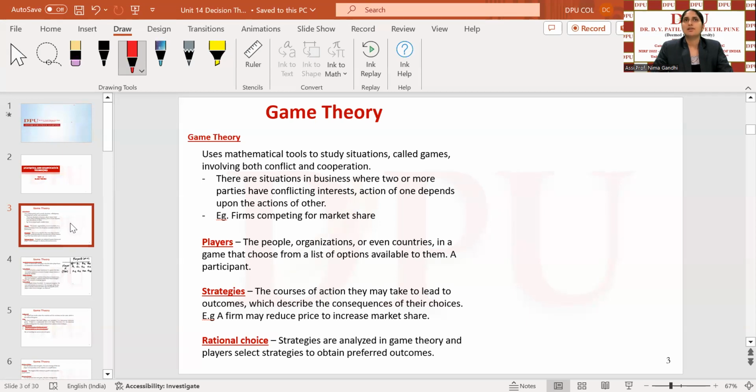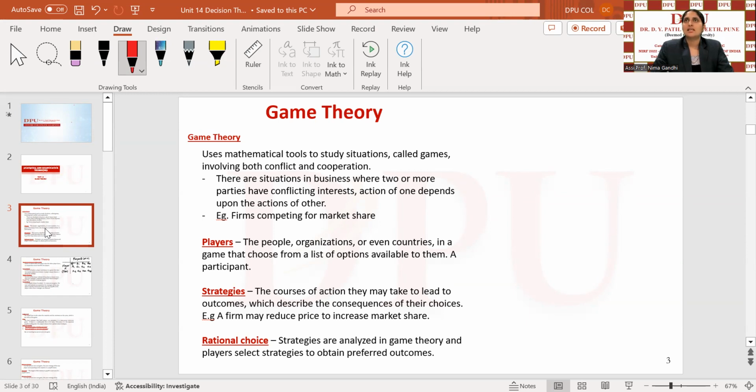So an example is, let's say two competing firms are fighting with each other, competing for market share. When they want to gain the maximum market share, they will follow different strategies, right? So in game theory you have different strategies. Strategies are the actions, the courses of action selected by the players.